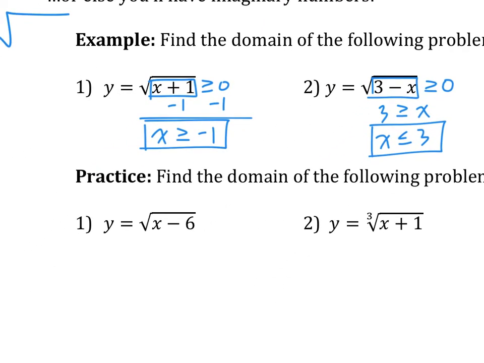All right, let's have you guys try 1 and 2. Again, there is a trick question somewhere in there. Okay, so this first one, this part has to be greater than or equal to 0, so you solve. It is x greater than or equal to 6. Number 2, this is a cube root, not a square root, so this is all real numbers.